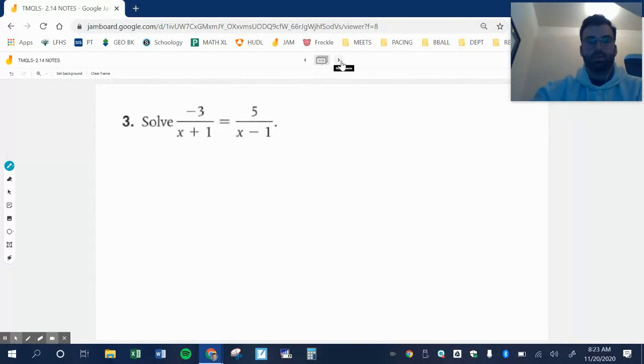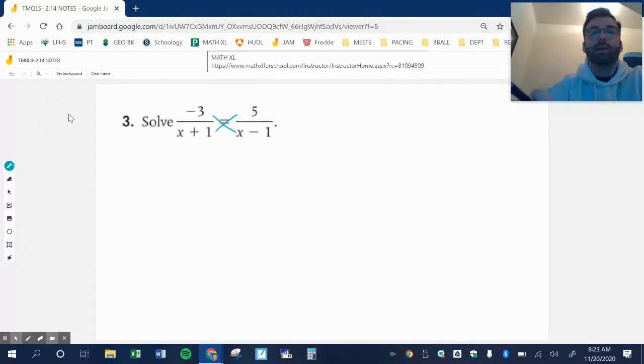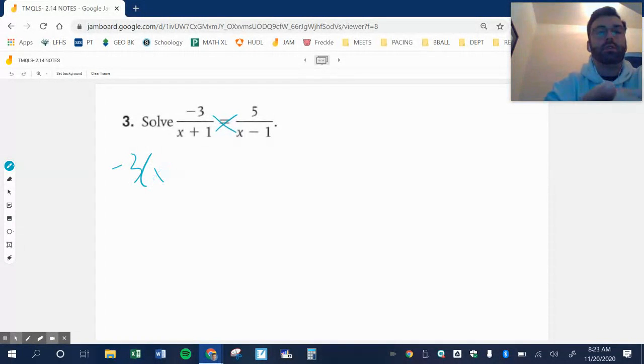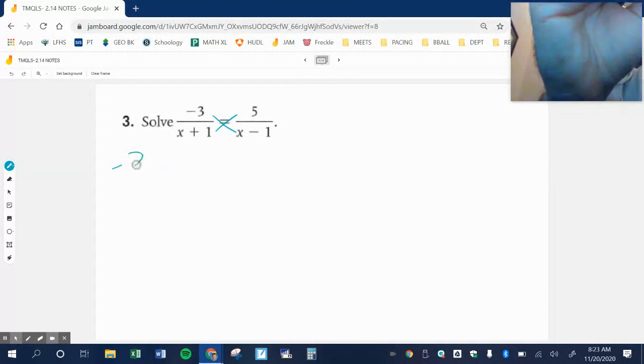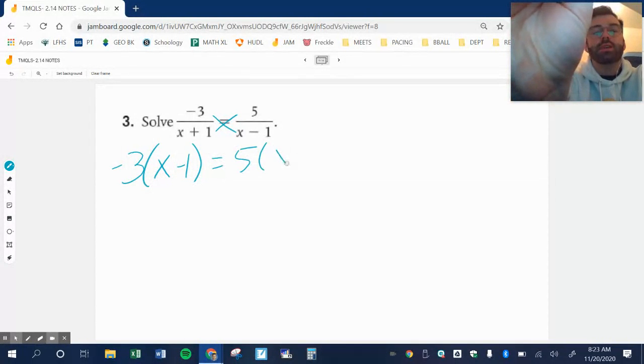All right, this is a mathy proportion now. Now we're getting back to algebra. This is more mathy. This is straight mathy, not a whole lot of setting up here. So if I have a proportion, I have a fraction equal to a fraction here. I can cross multiply, crisscross applesauce. So it's -3 times x minus 1 equals 5 times x plus 1.